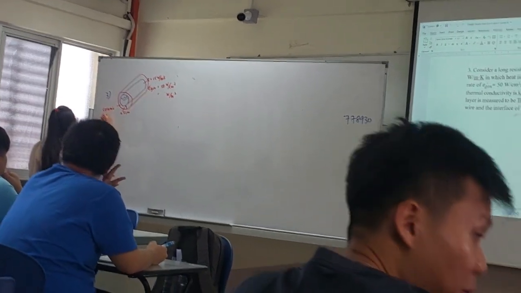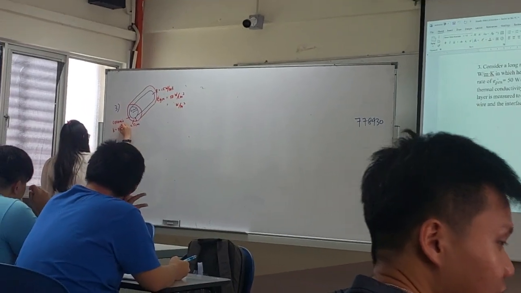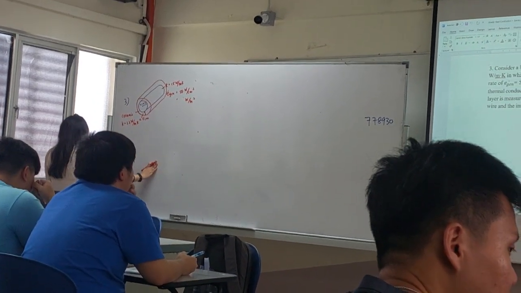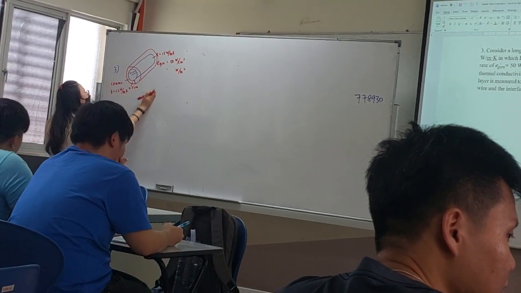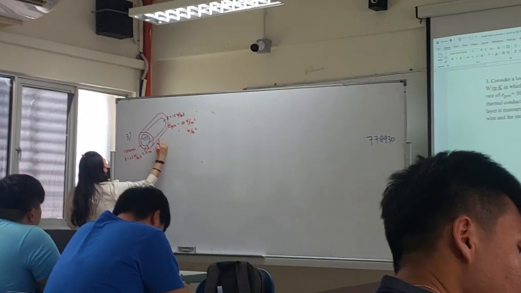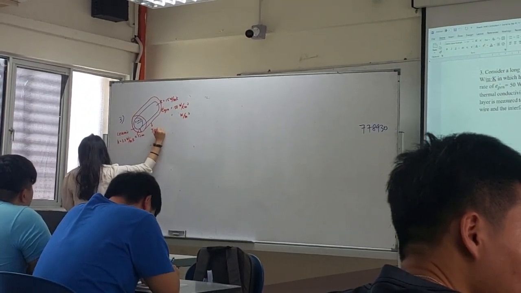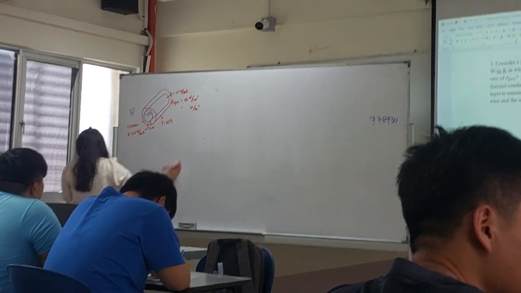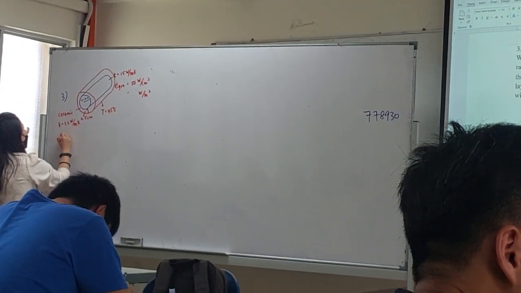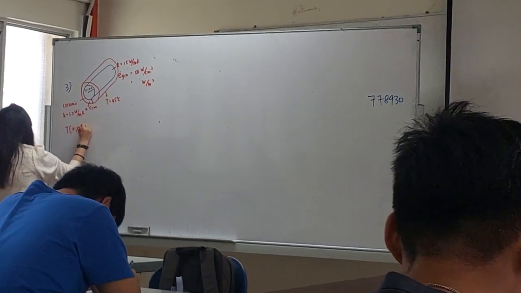If the K value is 1.2. Okay, so let's say that the temperature of the outer layer of this ceramic is 45. So now they want to find the temperature at R1.